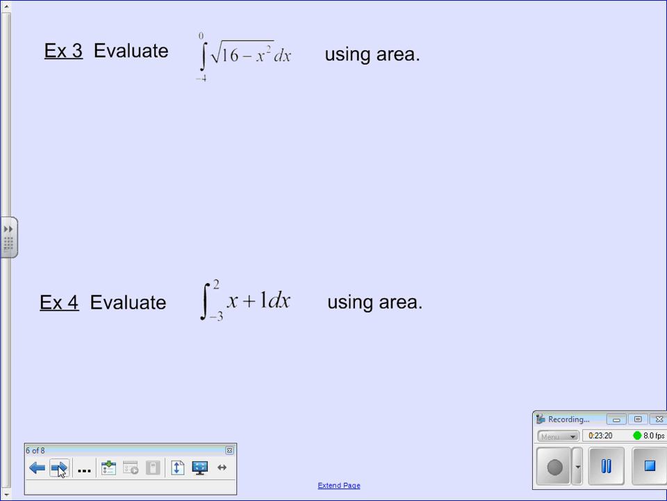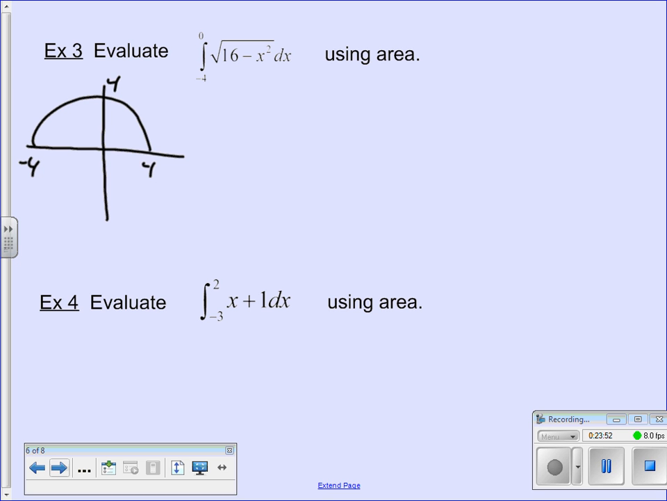So what we're doing is we're going to evaluate these using area. So you have to kind of know what some of these things look like. My first one, my function, the square root of 16 minus x squared. It's a semicircle with a radius of 4 centered, in this case, on the origin, so it goes from -4 to 4. That's what f of x is. That's my function, the square root of 16 minus x squared.